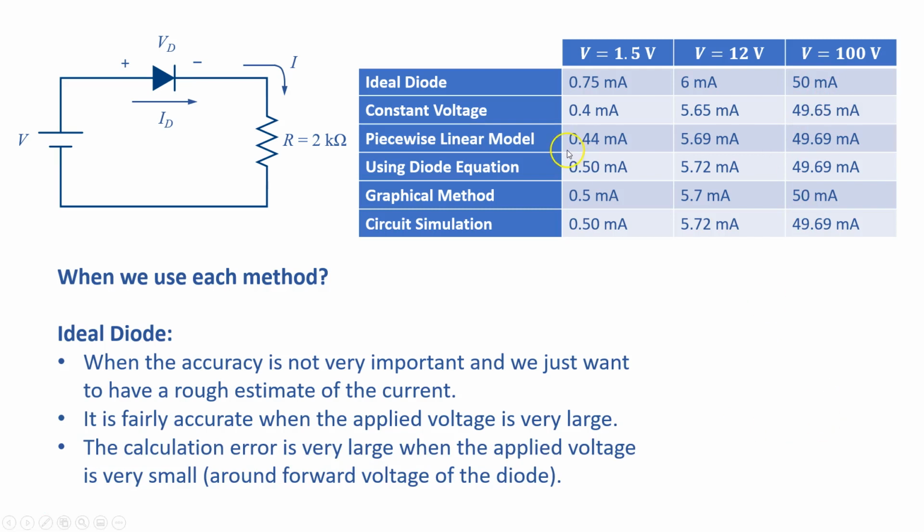The calculation error is very large when the applied voltage is small. It's close to the forward voltage of the diode.